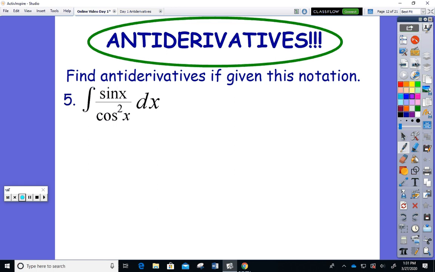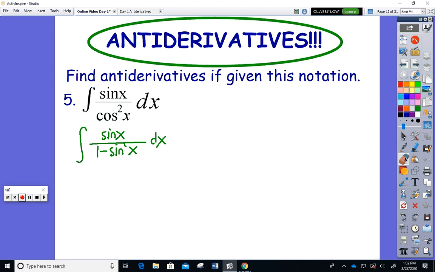I don't know. So on these, what you want to do is write it in a more antiderivative-ready format. The integrand is not recognizable. So I could change, for instance, cosine squared x to 1 minus sine squared x. The problem is I still don't recognize what that is. I can't separate the bottoms, so that's not real helpful.